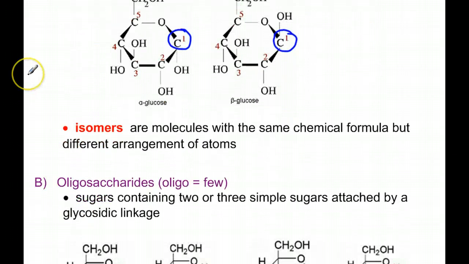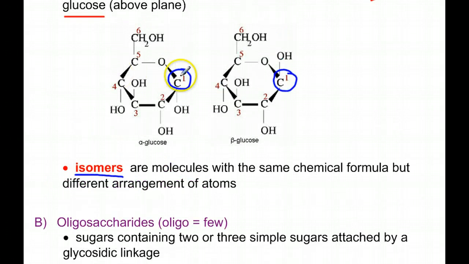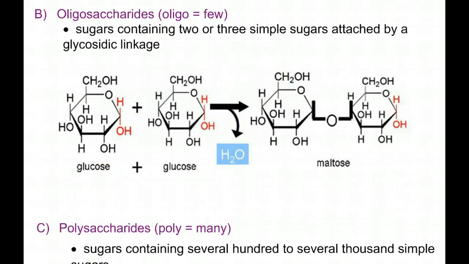Okay, the next thing is isomers. The term isomers refers to molecules with the same chemical formula but different arrangements of atoms. So here's a perfect example here. If you were to go through and count how many carbon atoms, hydrogen atoms, and oxygen atoms, both of these molecules will have the same thing, but they're arranged differently, so we call them isomers of each other. Okay, the next category of carbohydrates.